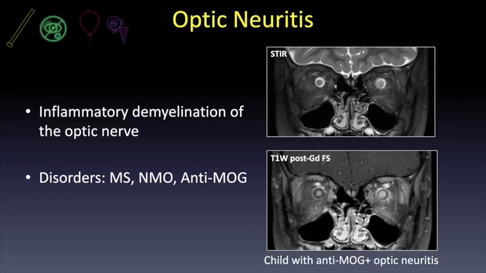Now we will transition to discuss conditions that tend to present with visual loss and eye pain, such as optic neuritis. Optic neuritis is inflammatory demyelination of the optic nerve that can be caused by various disorders. As seen in this example of a child with anti-MOG antibody-related disease, imaging findings include enlargement, edema, and abnormal enhancement of the nerves.